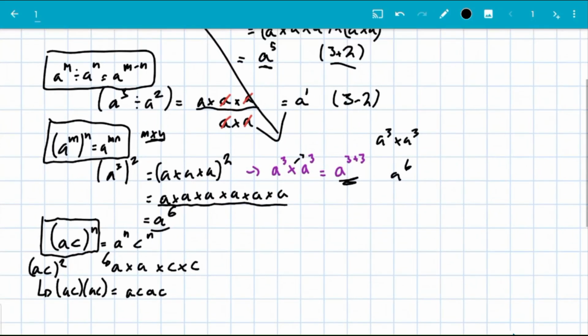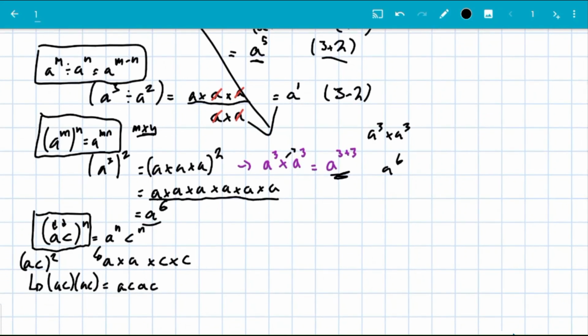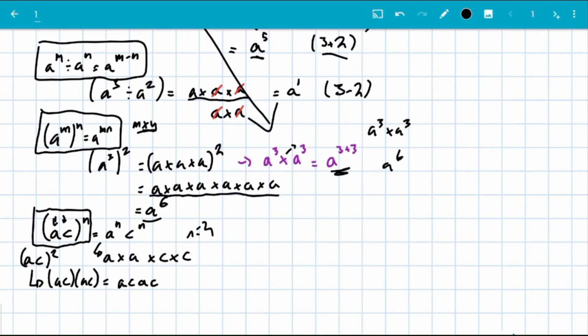Now, this is the last little rule, and basically, if we have two numbers here, a times c, to the power of n, that is equal to a to the power of n times c to the power of n. And again, I've just written this out here to show it to you clearly. Let's say n is equal to 2. That means that ac to the power of n equals ac times ac. And we can see ac squared equals a squared c squared.